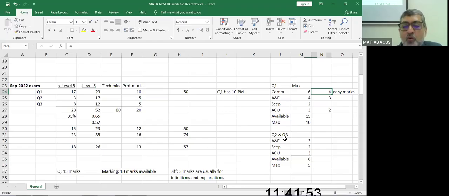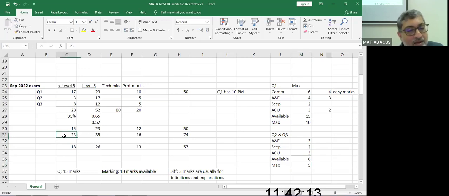For question 2 and 3 for section B, we don't have communication marks, so we only have A&E, skepticism, and acumen. Generally, it is around 6 to 8 marks available. Yeah, this is the maximum available, and you can only score 5 marks on a question 2, a question.